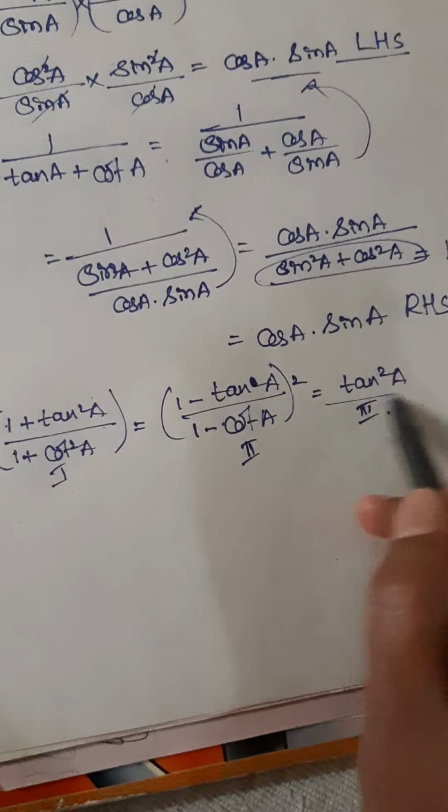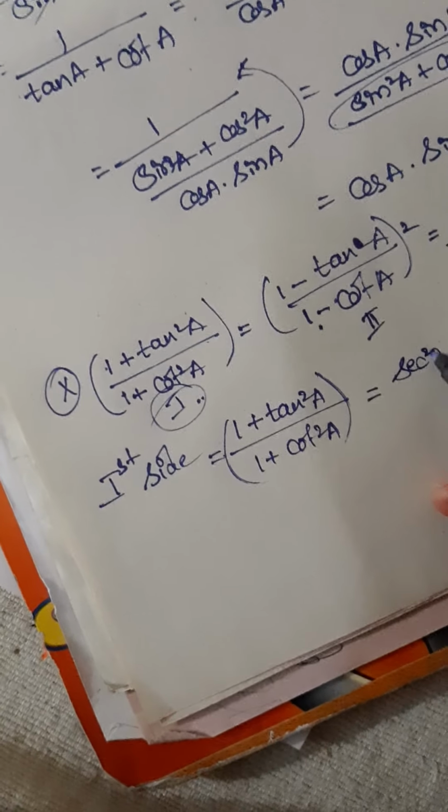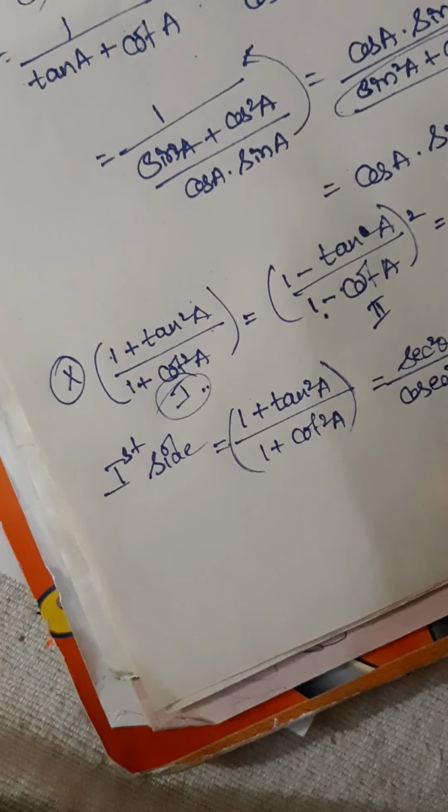This first side we will see. So it will be (1 + tan²A)/(1 + cot²A). For this, according to our identity, we have sec²θ = 1 + tan²θ and cosec²θ = 1 + cot²θ. So for this we will substitute that: sec²θ divided by cosec²θ.